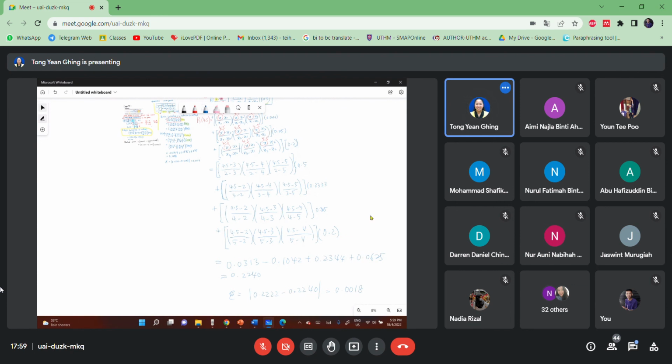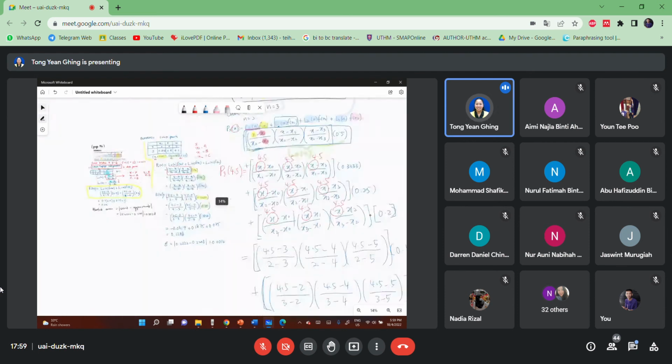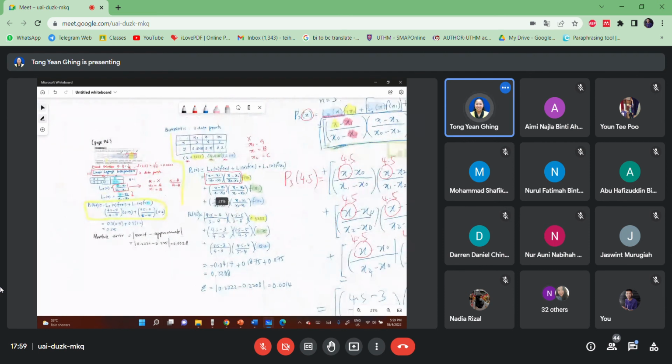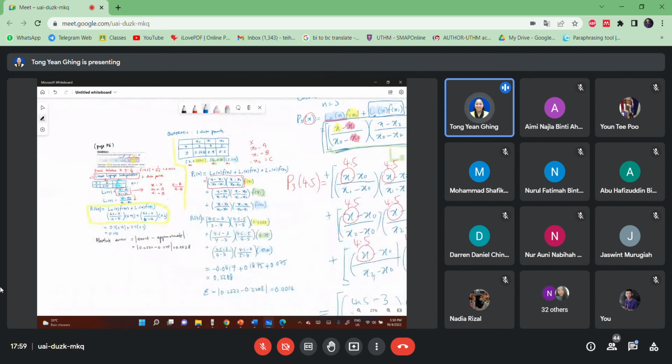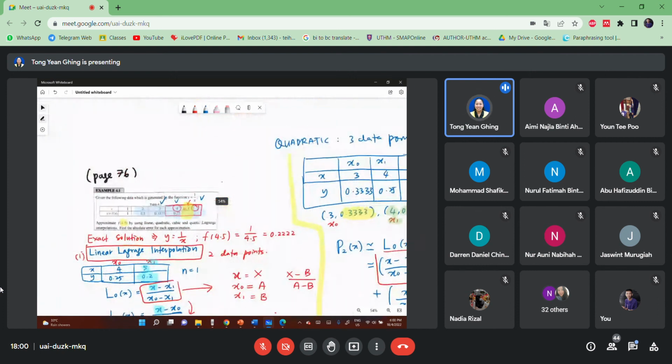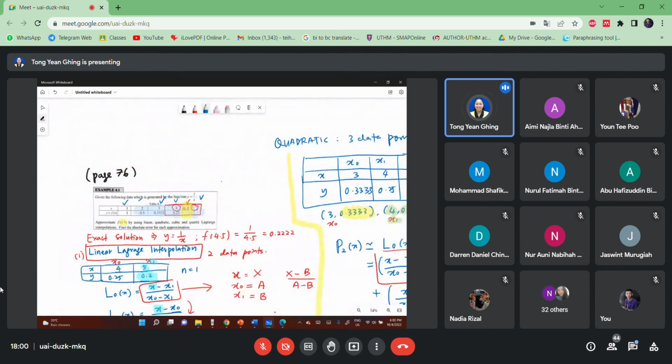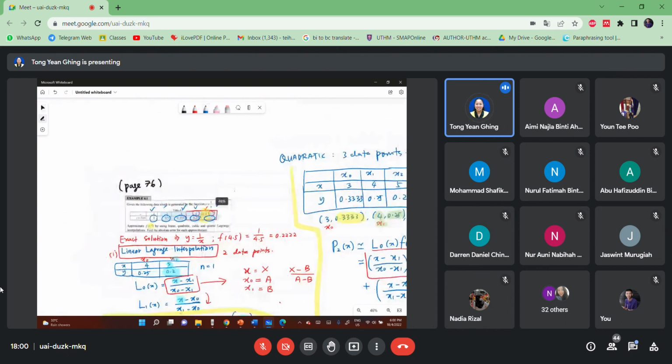Boleh. Satu lagi nanti awak boleh buat. Try to do another one, this one, quartic. When you have 5 data points, start from 1, 2, 3, 4, 5. And then the value of y: 1, 0.5, 0.33, 0.25, 0.2. So you need to have the weighting function start from L0, L1, L2, L3, L4.